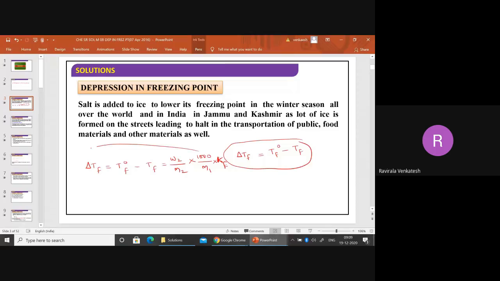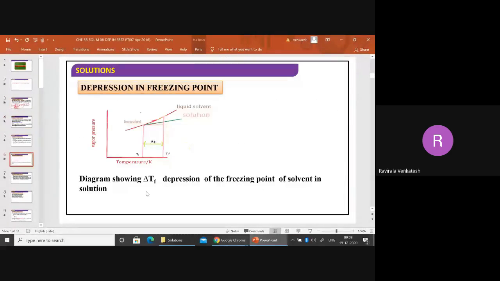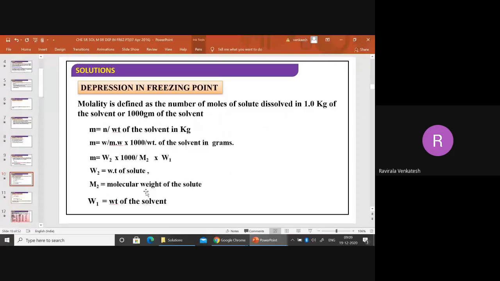Same formula, but here the difference we are going to get changes. In that case, we got Tb minus T naught b, beta. Here it is reversed. In freezing point and boiling point, they are reversed actually. For freezing, first you have to take the solvent. For boiling, first you have to take the solution. Same formula we get actually. When you do one problem, it will be very simple.